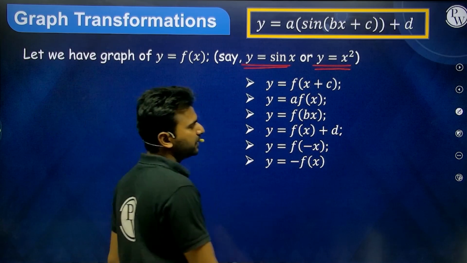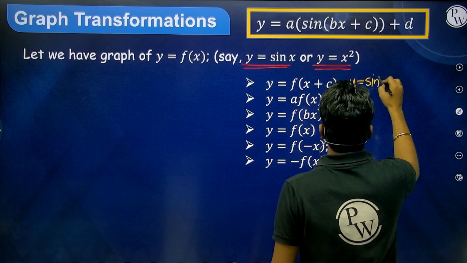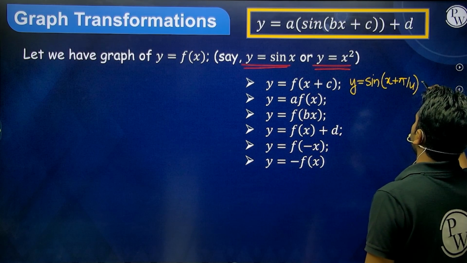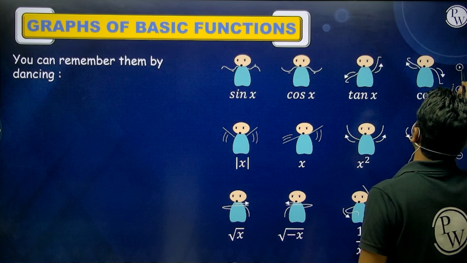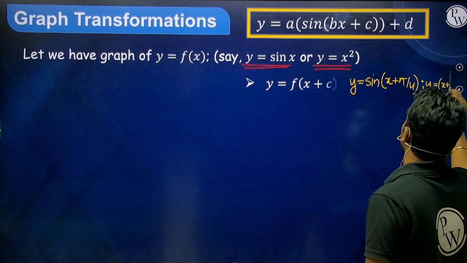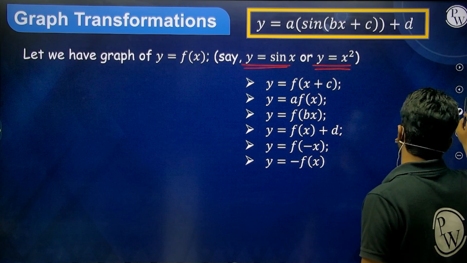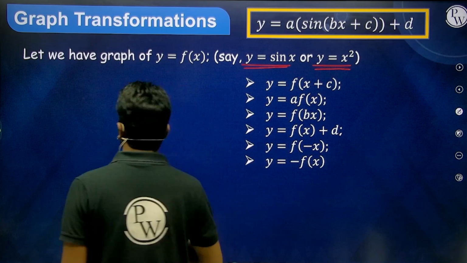Now with the help of this, if I tell you to draw the graph of y equal to sine of x plus pi by 4, you will be able to do that. If I tell you to draw the graph of y equal to (x plus 2) whole square, you will be able to do that. That's what graphical transformations is all about. Are you getting my point, kids? Graphical transformation helps us to draw the graphs of complex looking expressions.